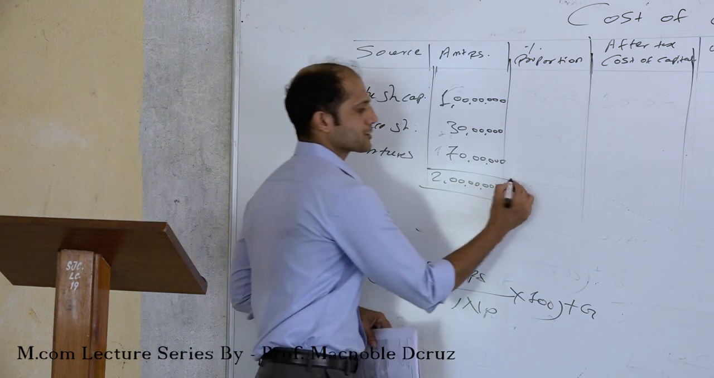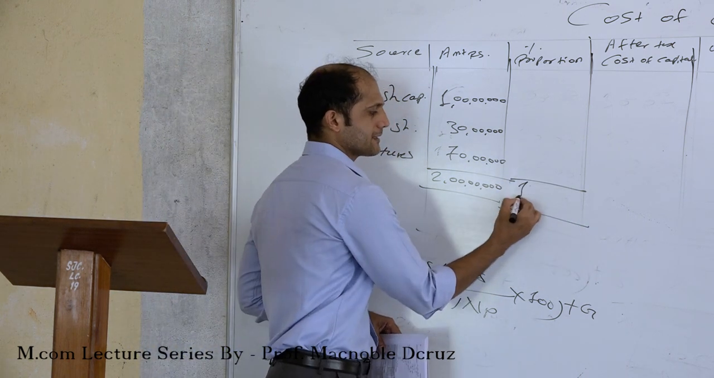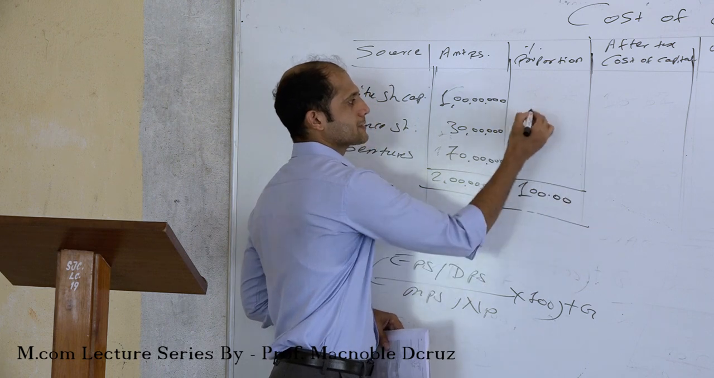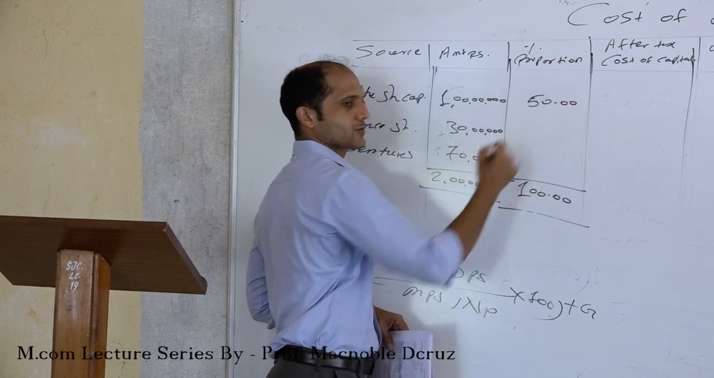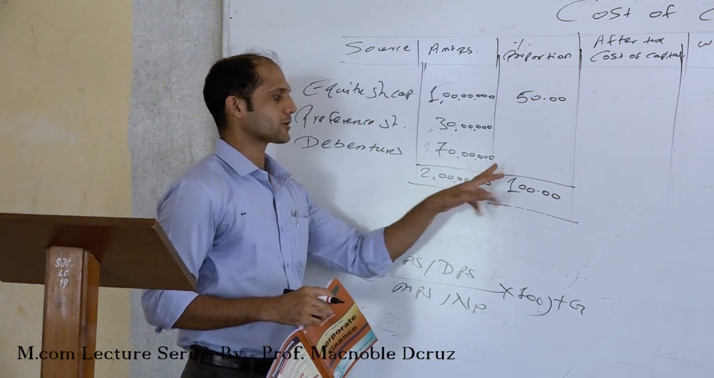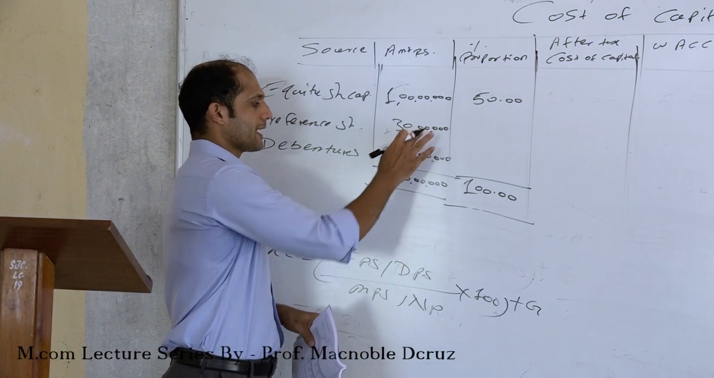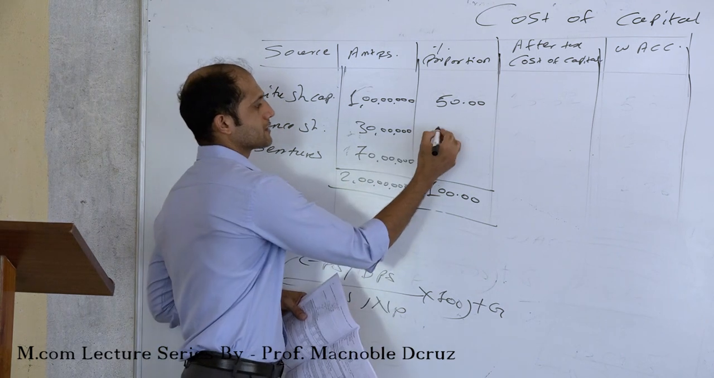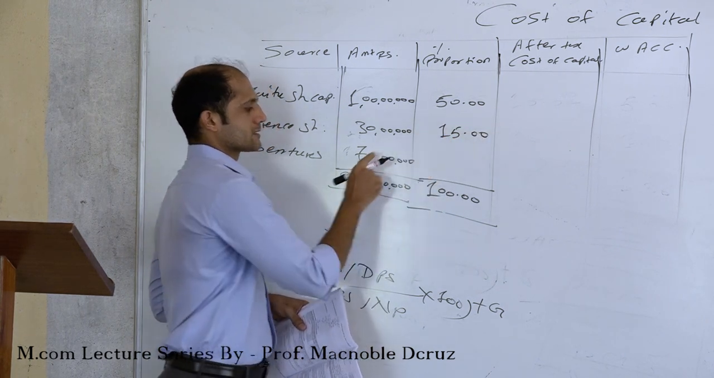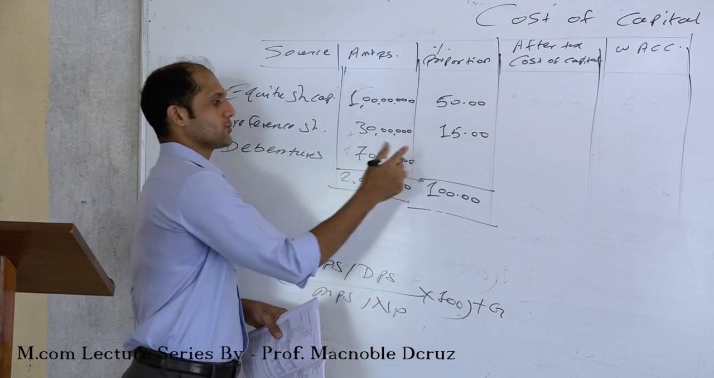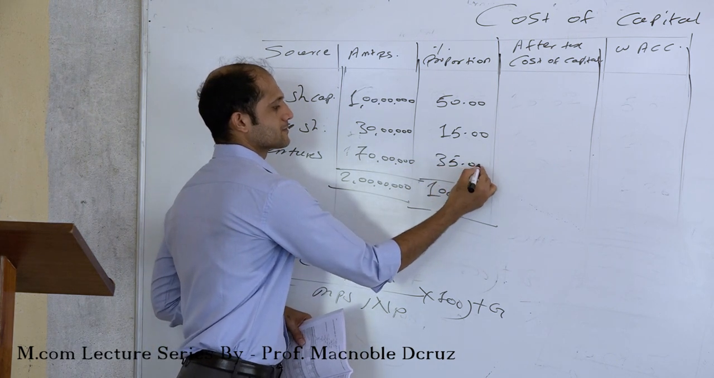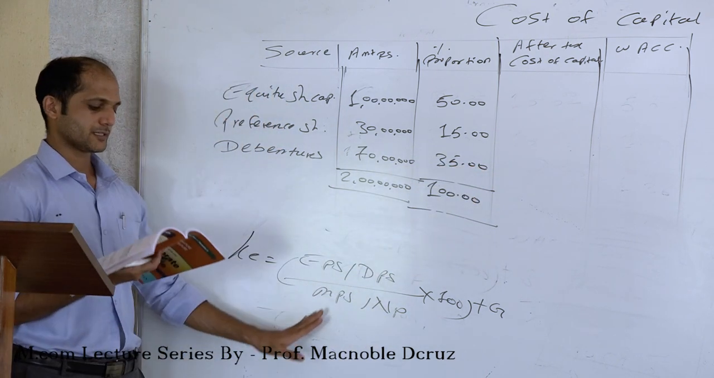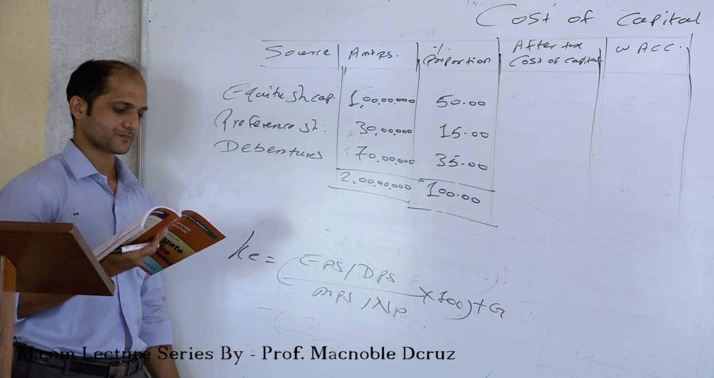Now percentage proportion is very easy. You can use the calculator. 1 crore divided by 2 crore into 100 equals 50%. 30 lakhs divided by 2 crore into 100, you will get the value 15%. 70 lakhs divided by 2 crore into 100 equals 35%. Now, very important is the calculation of cost of equity.